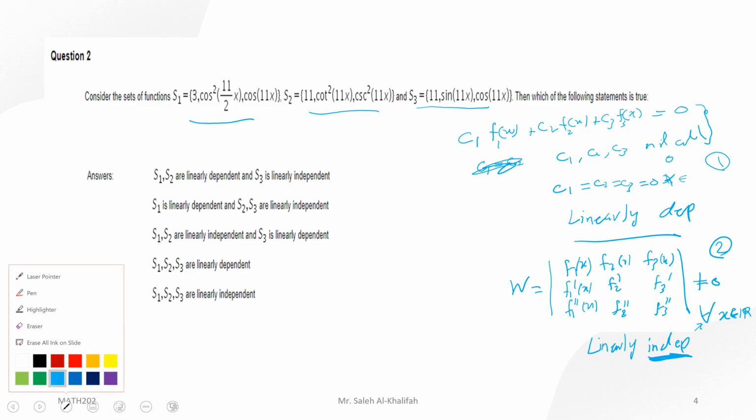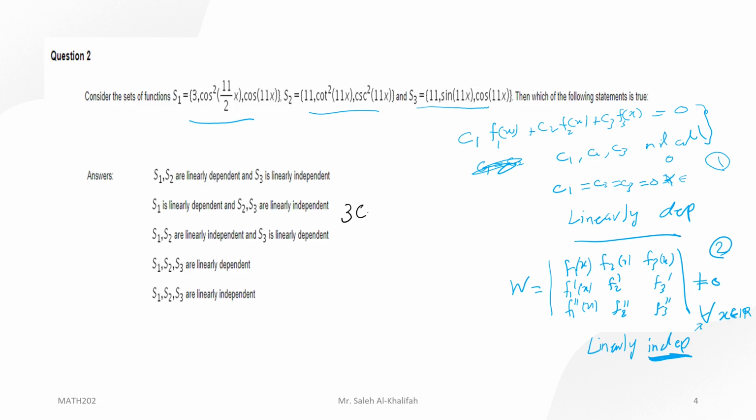طيب now start with S1. We have c1 cosine square of x over 2, we apply the definition, plus c2 cosine square of 11x over 2 plus c3 cosine 11x equal to 0. بعض الطلاب راح يعرف ان هذه S1 linearly dependent على طول, because we can write one of these functions as a linear combination of the others. صحيح، لأن cosine square of 11x over 2 is somehow equal to something plus or minus cosine 11x. فهذه clearly linearly dependent. طبعا انا ما راح امشي بهذه الطريقة، راح احلها بالديفينيشن للتوضيح.